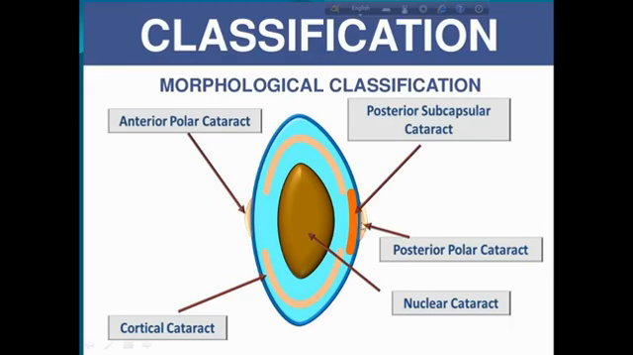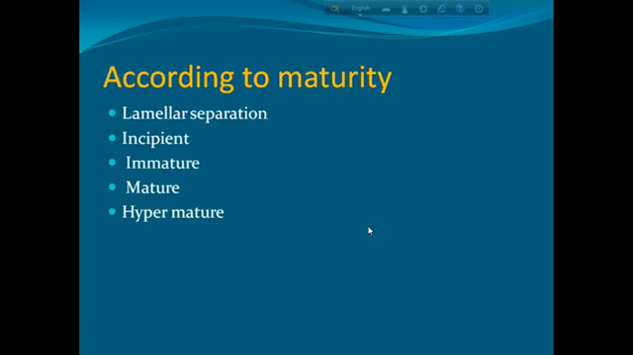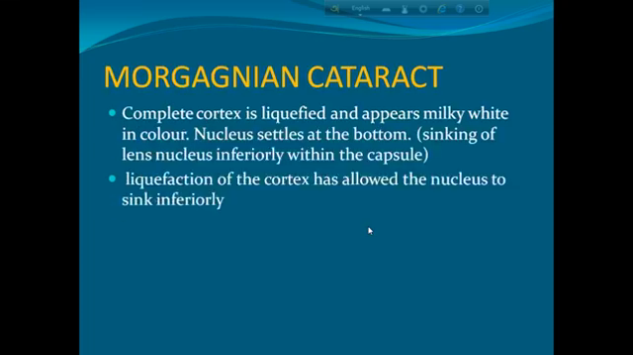So according to histology and anatomy, there are capsule, cortex, and nucleus. Capsule is related to posterior subcapsular, cortex related to cortical cataract, and nucleus related to nuclear cataract. Another option is anterior polar and posterior polar. I think you clearly understand and remember the morphological classification of cataract. And according to maturity of cataract, you should know lamellar separation, incipient, immature, mature, and hypermature.